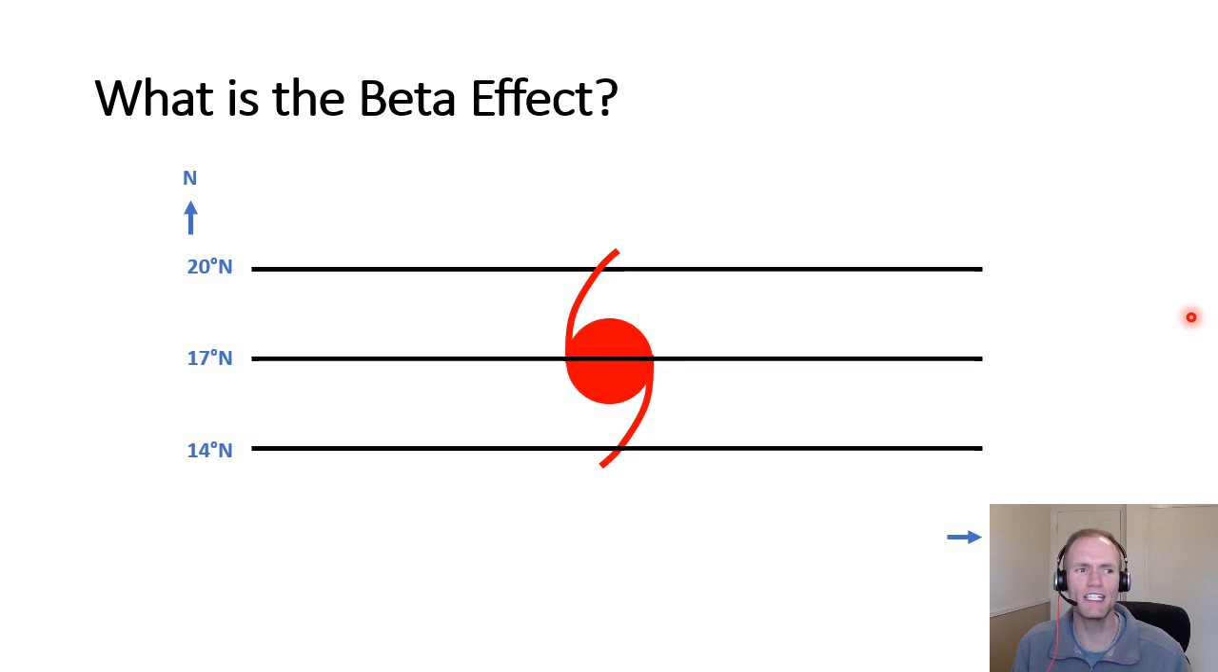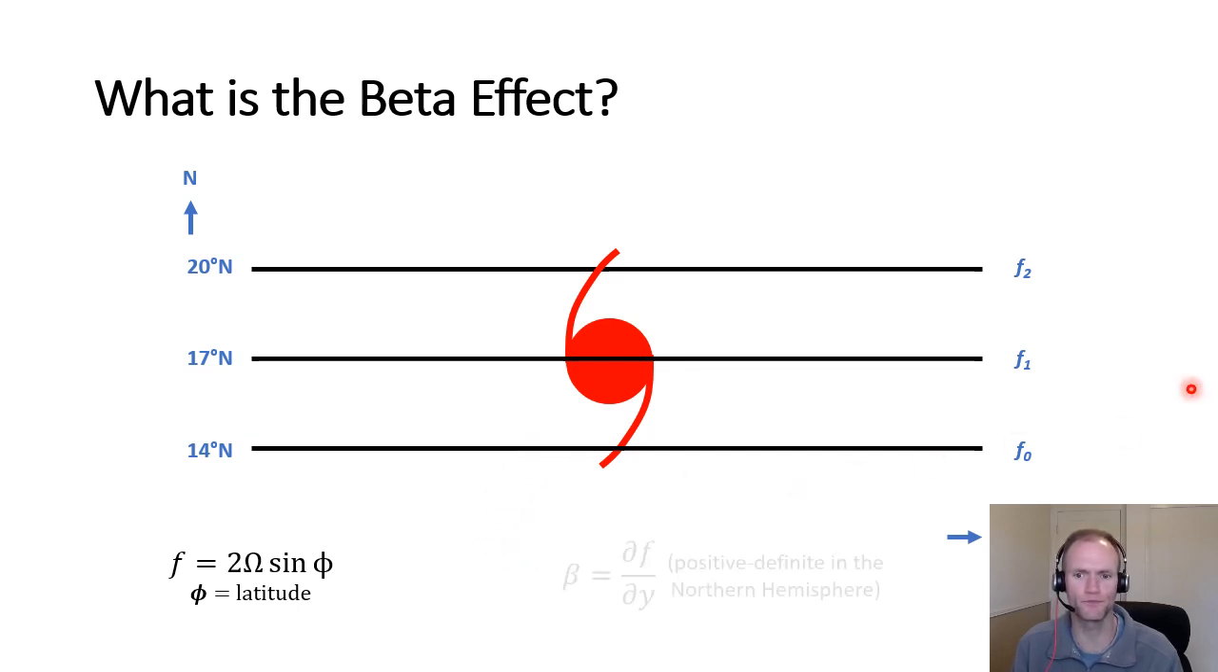So the key idea here is that latitude, and thus the value of the Coriolis parameter, which is related to latitude, varies in the north-south direction across the cyclone. In particular, that Coriolis parameter has this value 2 times omega, which is 7.292 times 10 to the minus 5th radians per second, times the sine of the latitude. So as you go to higher latitudes, the Coriolis parameter gets larger.